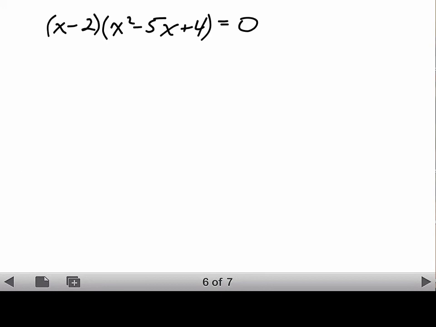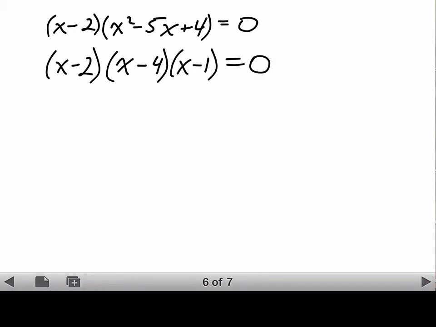Next we have the quantity of x plus 2 times the quantity of x squared minus 5x plus 4 equals 0. Well, this is already factored, but if you look closely at the trinomial in the second set of parentheses, it can be factored further. So let's do that. I'm going to rewrite the x minus 2, and then the x squared minus 5x plus 4, it's going to factor into x minus 4 times x minus 1. The whole thing equals 0. Again, don't lose the equal sign. A lot of people do that.